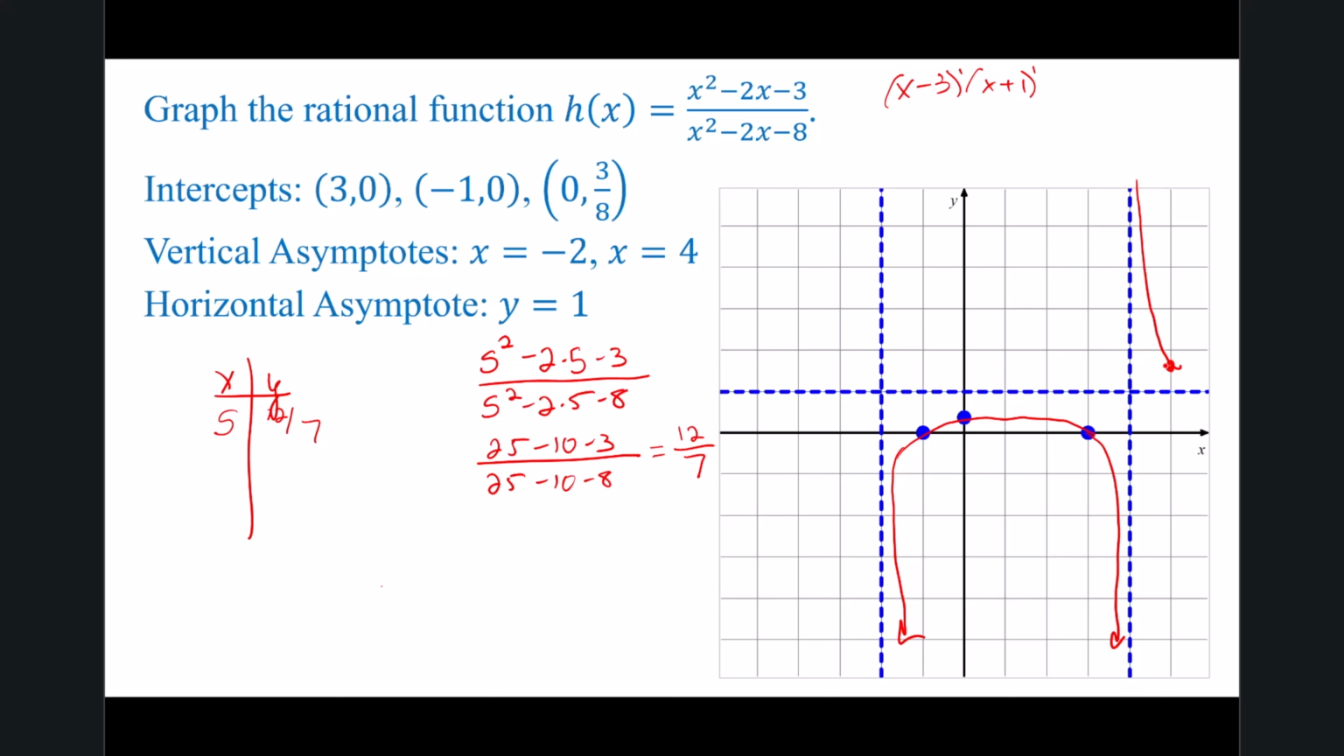And I know I'm not going to cross that horizontal asymptote, but I do need to approach that and the vertical asymptote. So the right side, this is what my graph will look like.